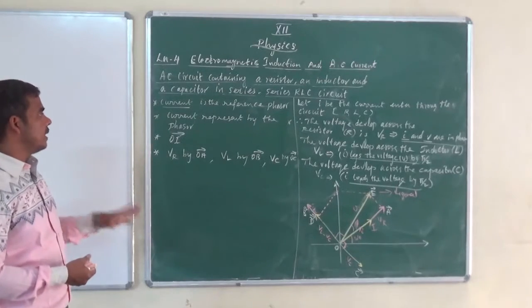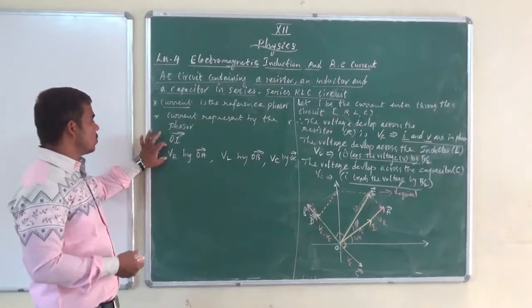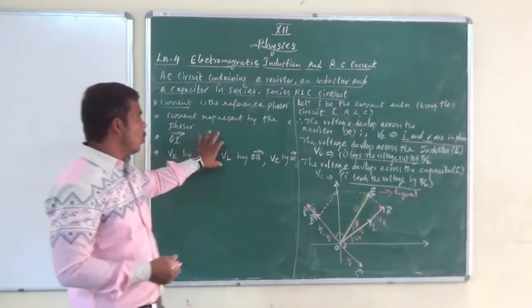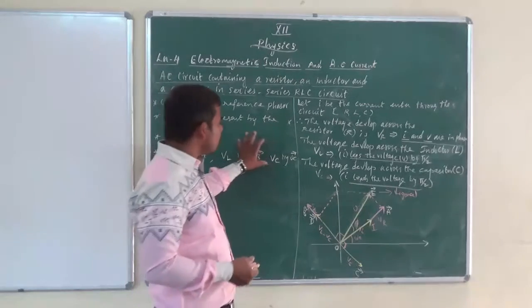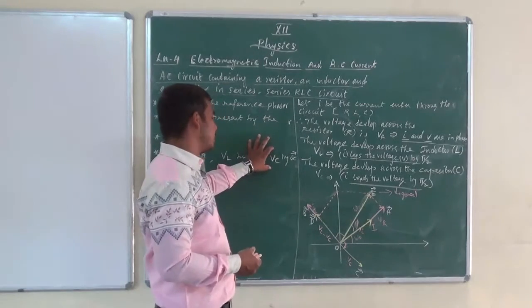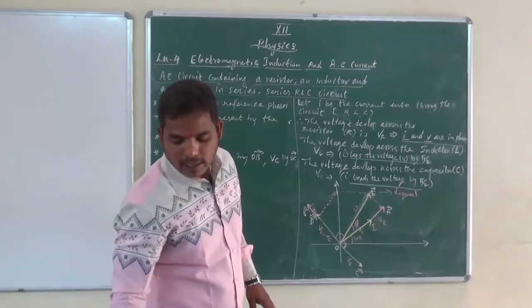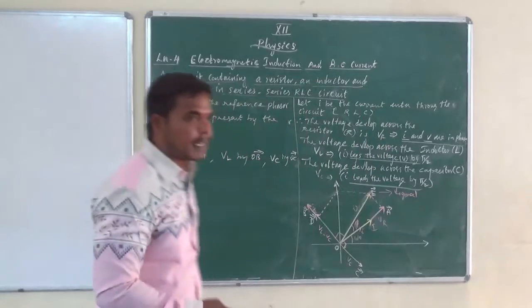So current is the reference phasor, represented by the phasor. How to represent it in vector form? OI vector. The voltage in the resistor is represented by the OA vector, the voltage in the inductor by the OB vector, and the voltage in the capacitor by the OC vector. Any doubt for the phasor diagram equation? No, I hope.